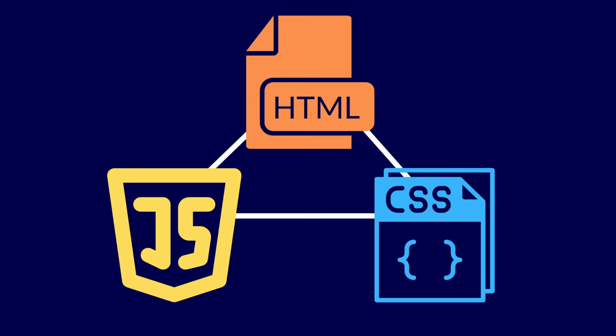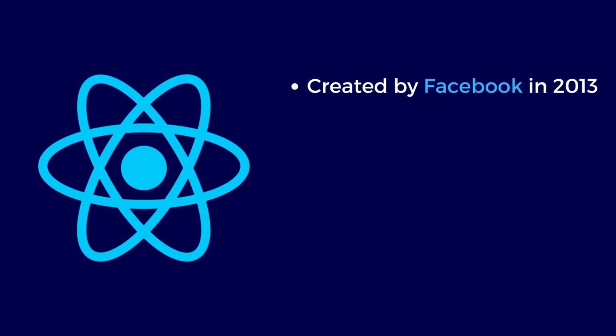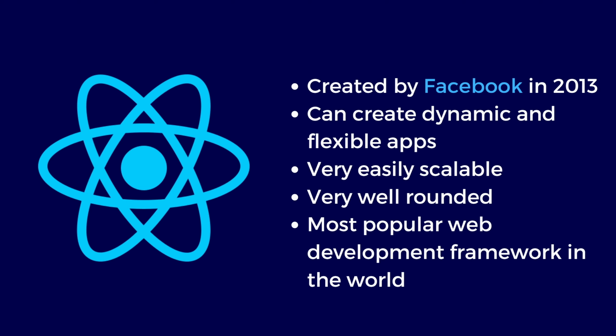However, in the last couple of years, as the web has become increasingly more complex, developers have found that creating large web apps that need to be super dynamic and flexible is simply very challenging just using JavaScript to interact with HTML and CSS, and this is where React comes in. React is a JavaScript framework created by Facebook in 2013. React is meant to solve the shortcomings of vanilla JavaScript, which is creating apps that can be dynamic and flexible while being easily scalable. React has gained popularity in recent years because of these factors, and many developers find it to be a very well-rounded framework, hence why it is currently the most popular JavaScript framework in the world.